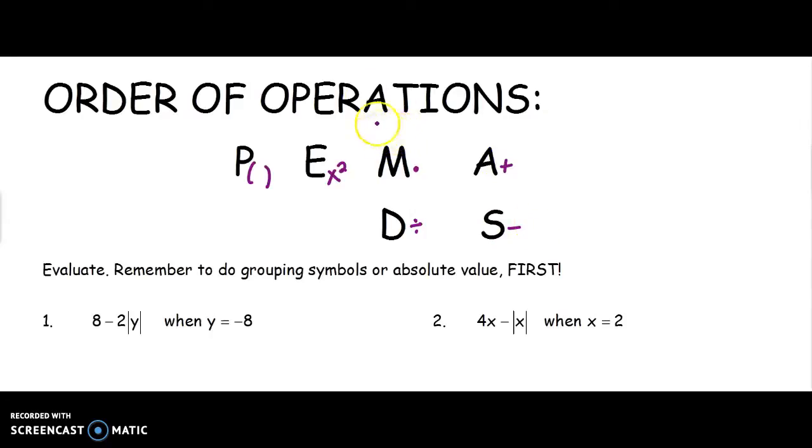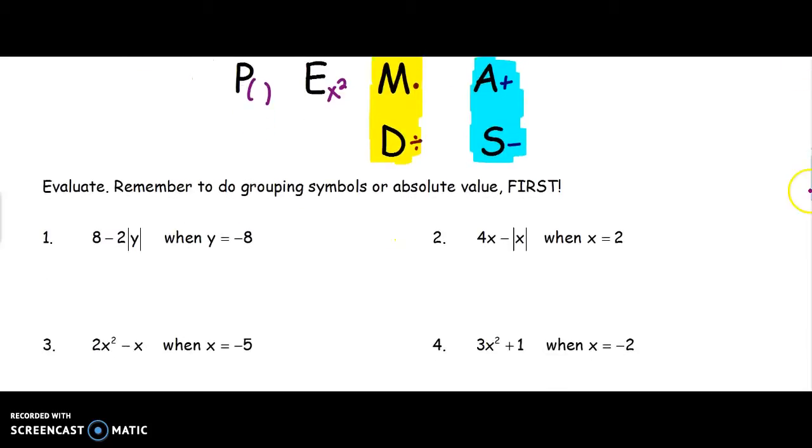Now we line these up where our multiplication and division are next to each other or on top of each other, and our addition and subtraction are the same way. And the reason we do that is because we can interchange the order of those, okay? So multiplication does not always have to go first, okay?